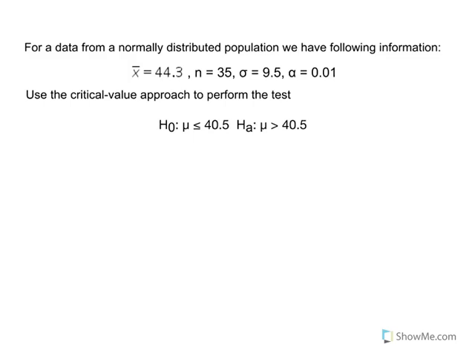Okay, this is an application question where you are given data from a normally distributed population. This is good to know from the beginning that it's normally distributed. You will see this in a second. We have the following information, and then they give you a bunch of numbers. They give you the X bar, which is the sample mean, N, which is the sample size, sigma, which is the population standard deviation, and alpha, which is the level of significance of the test.